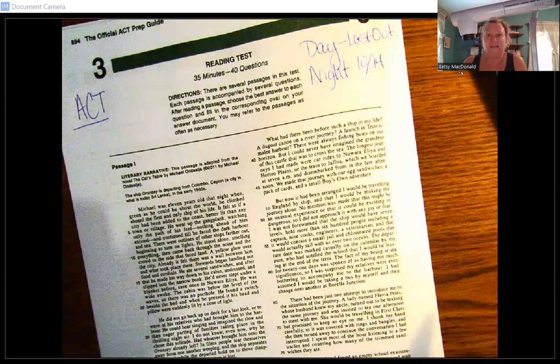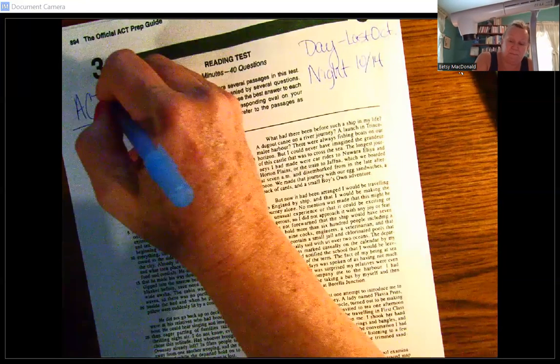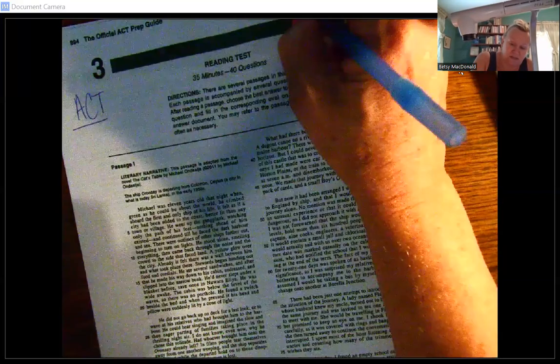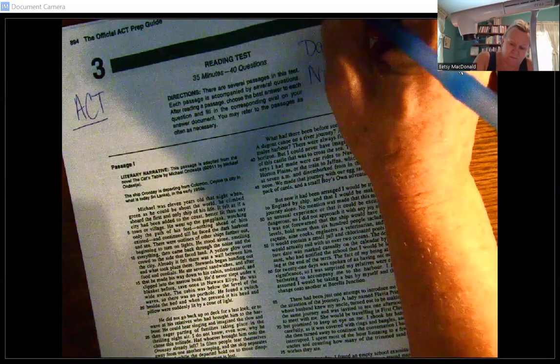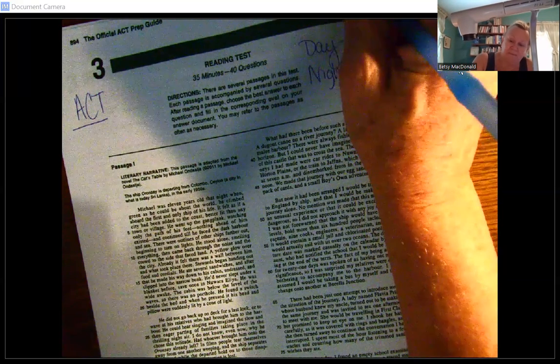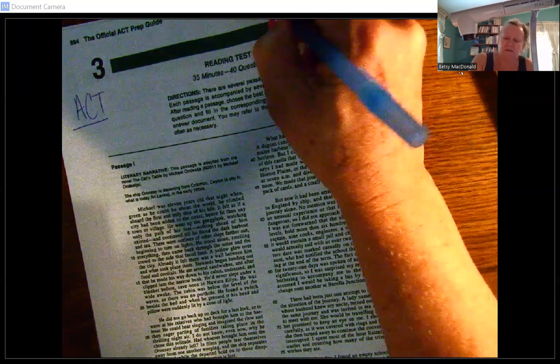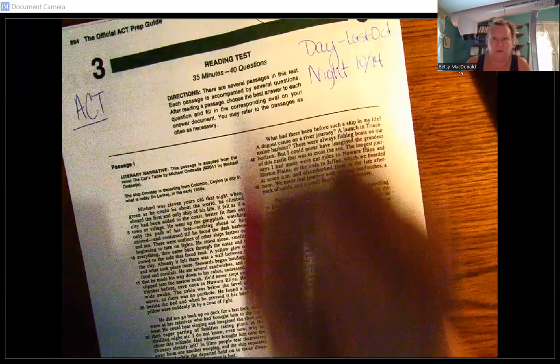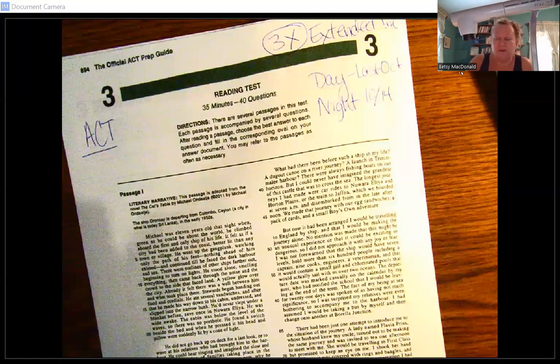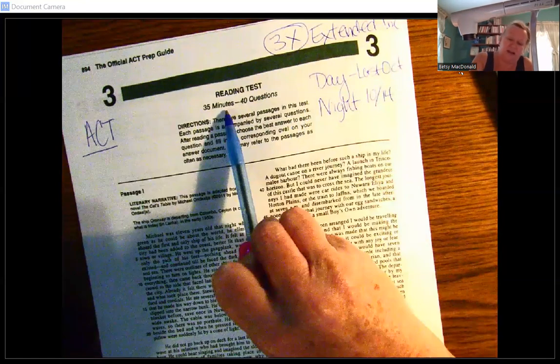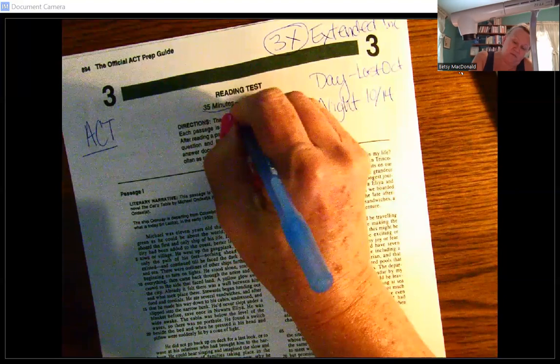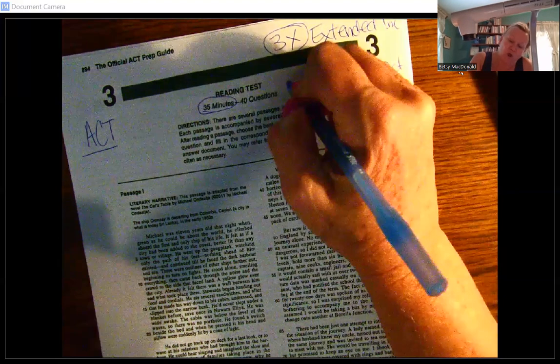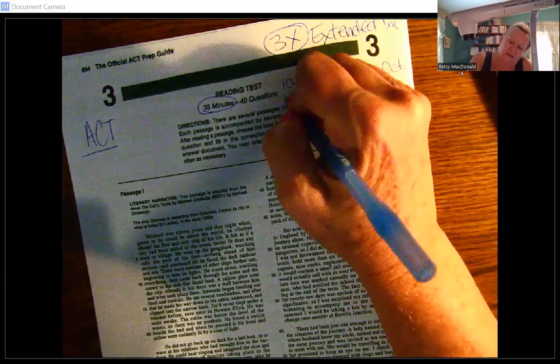You will be taking these extended time tests. These are the extended time ones. And that means 3 times the original amount of time. For each individual test, you will have 3 times the amount that is originally allotted. So for a 35-minute reading test, that means you will have 105 minutes.